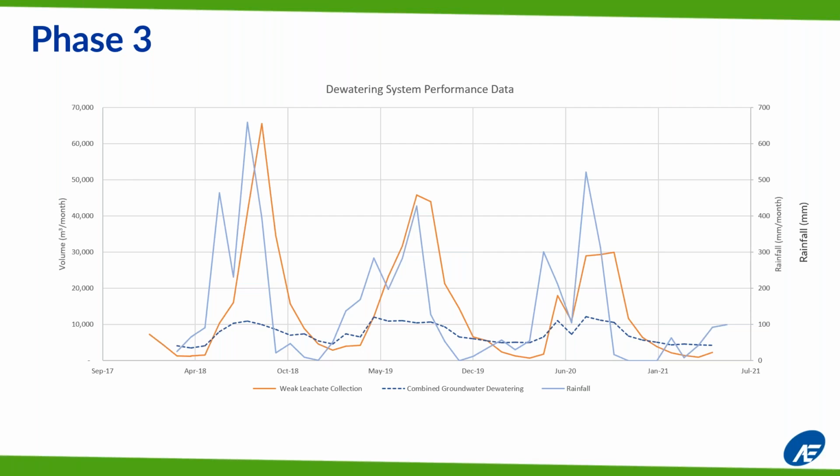One thing that's really cool to see is that June 2020 is of particular interest, because the rainfall amount is similar to 2019. However, the weak leachate has been reduced by 10,000 cubic meters for that month. So we definitely know that the system is having an effect on reducing the weak leachate.